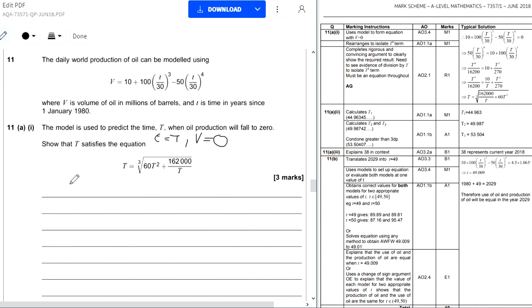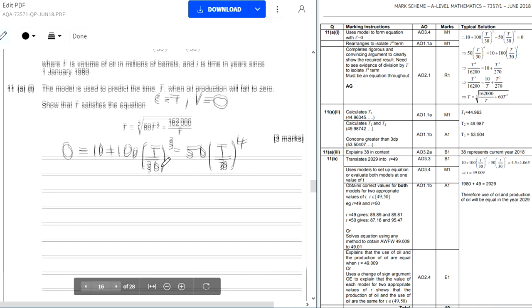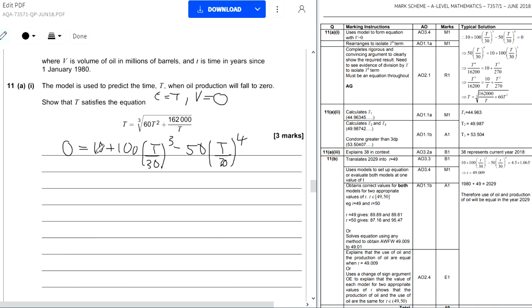So let's just plug that in. 0 equals 10 plus 100 T over 30 cubed minus 50 T over 30 to the 4. And you've got to rearrange for T, but obviously here you have a cube root and you have T's here as well, so it's not going to be that simple, but just go for it. The first thing that I would do is divide by 10. Makes it a bit simpler.